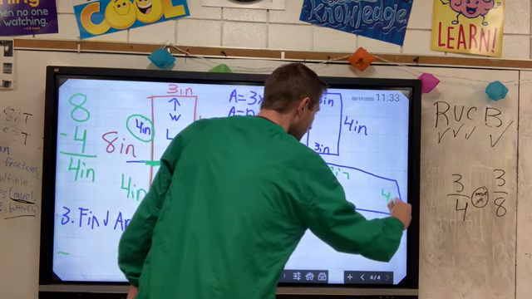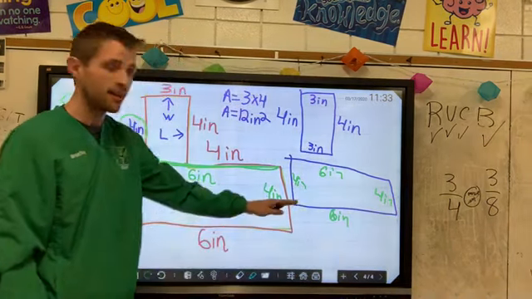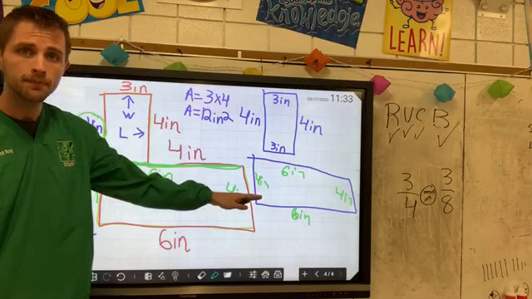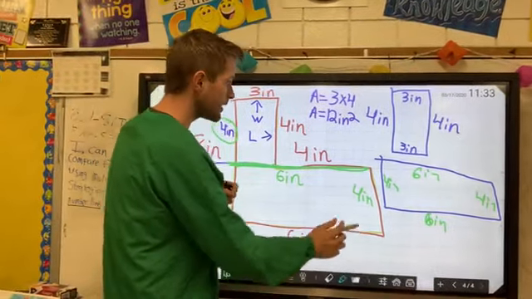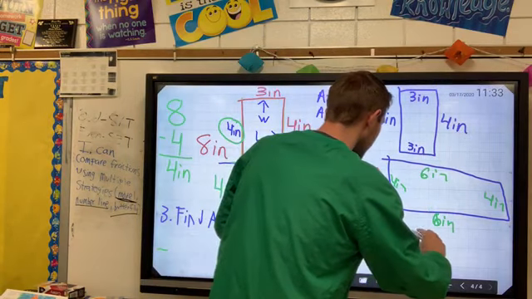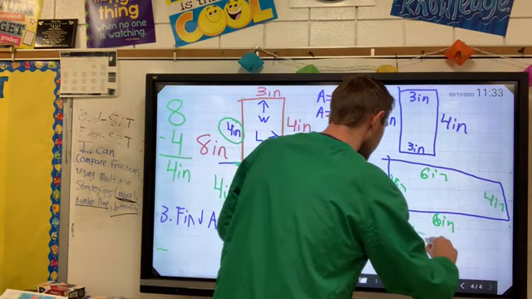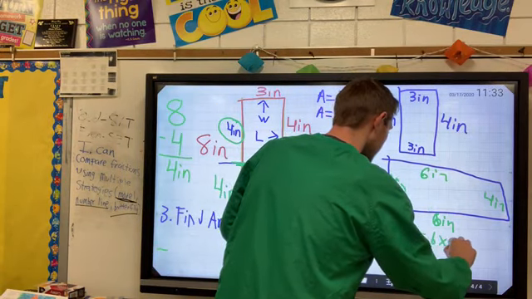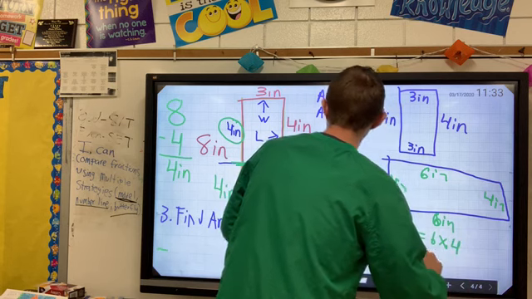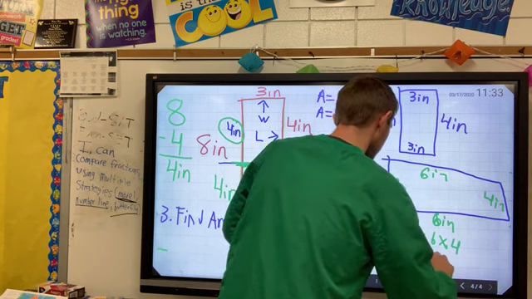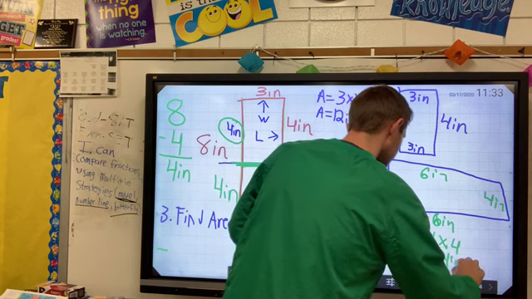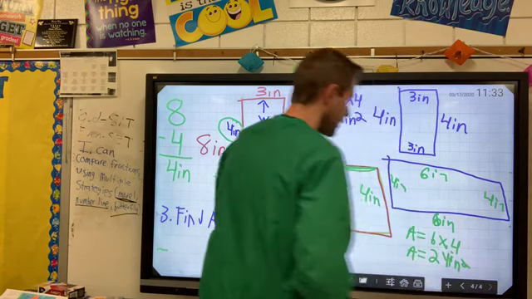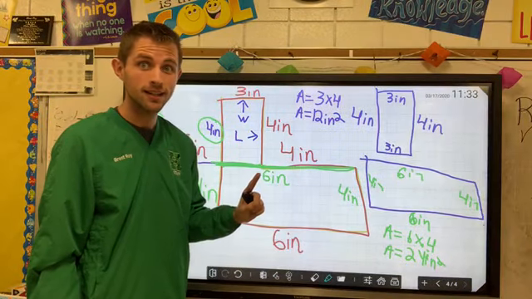And now we have the length and the width of our bottom rectangle, so we can find the area. So let's find the area of it. Area equals length times width, so area equals 6 times 4. Area equals 24 inches squared. But am I finished?